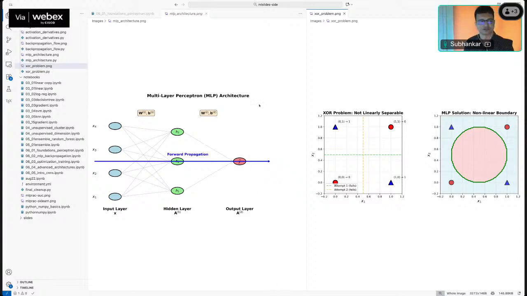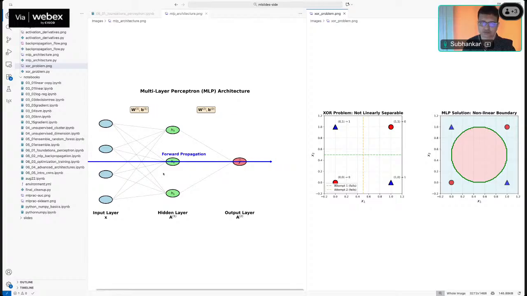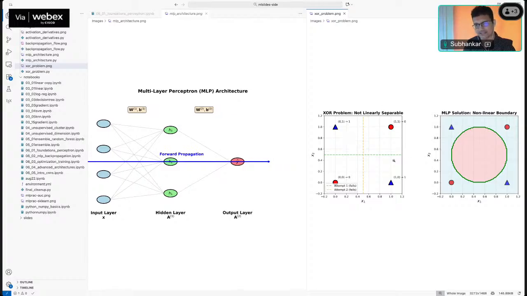Fine. So here, on the right hand side, I have the XOR problem itself, and the left hand side is the multi-layer perceptron. The right hand side is the XOR problem. I told you the same thing: the triangles are, let's say, output 1, and the red are output 0. If you look at a single perceptron, it is definitely not linearly separable. So the MLP solution is if we can have a nonlinear boundary. It does not generate that fancy circle, but we'll talk about that.